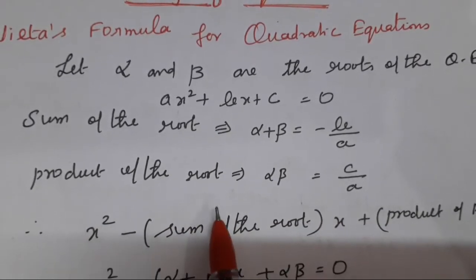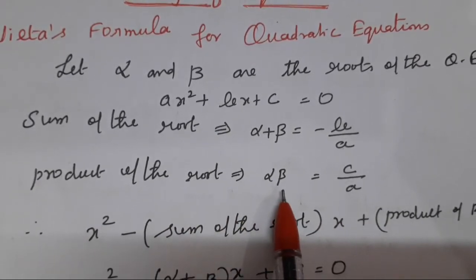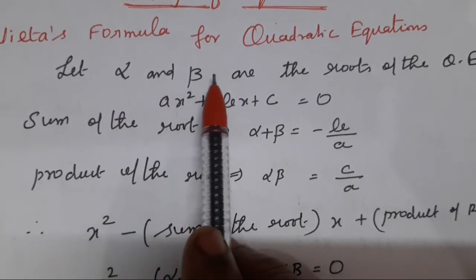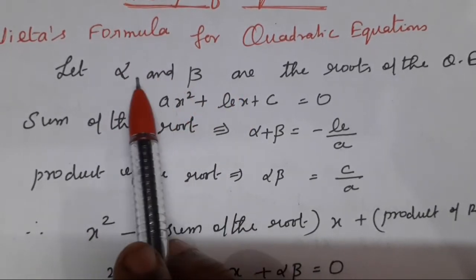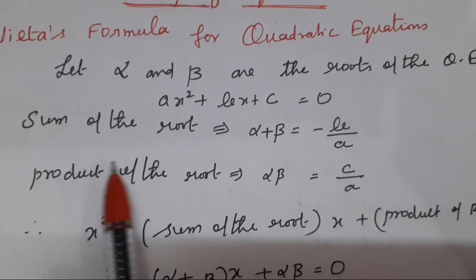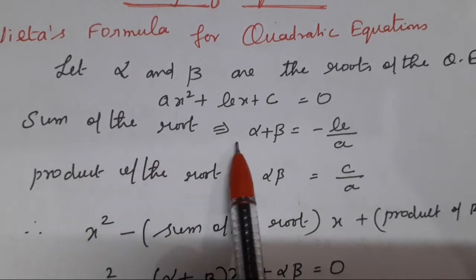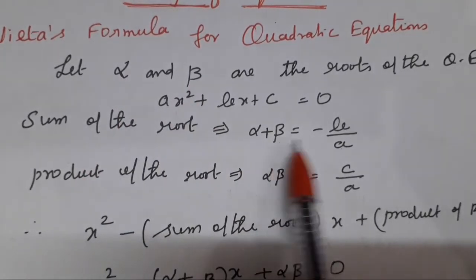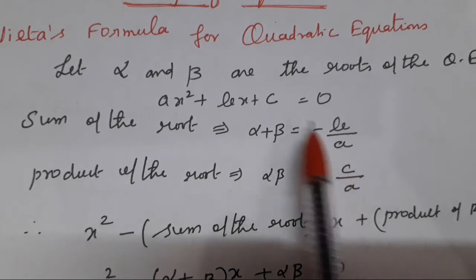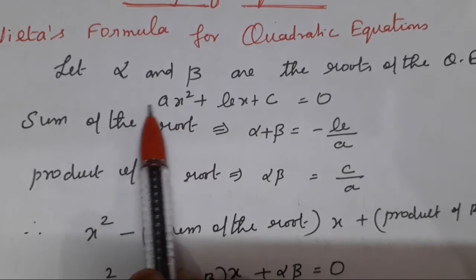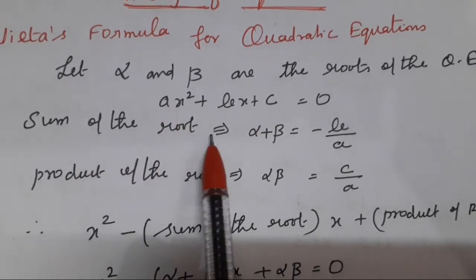Similarly, product of the roots. Product of the roots gives alpha into beta, because we take two roots only for a quadratic equation. Quadratic means second degree equation, which has only two roots, so we take the roots as alpha and beta. Therefore, from this quadratic equation, the sum of the roots: how many roots are we going to add? Two roots, alpha and beta. Alpha plus beta equal to minus b by a, where b is the coefficient of x. That is minus coefficient of x by coefficient of x square. This is called the sum of the roots.